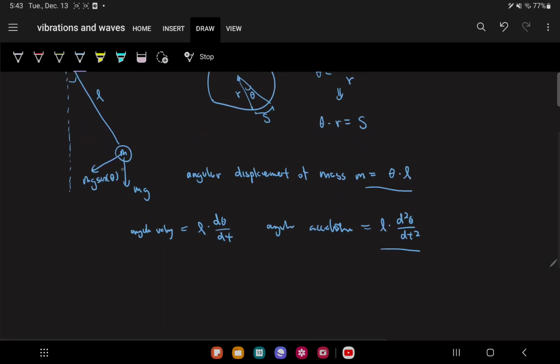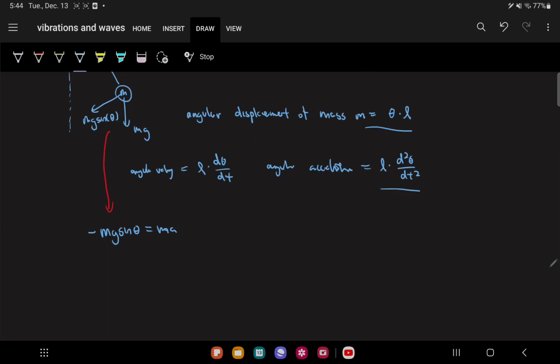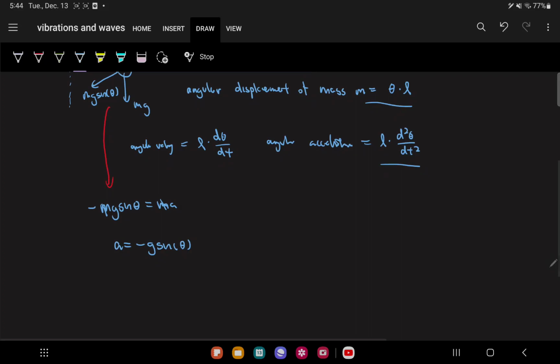Okay, so let's take a look at the force that we have here. Let's draw this diagram right here. We have a force of mg sine theta, and I'm going to write this as negative mg sine theta because the direction of it is always the opposite direction. So I'm going to multiply it by negative 1 so that the direction is clear. We make this equal to ma, right? F equals ma. We'll notice that the m cancels out, and we're left with a is equal to negative g sine theta.